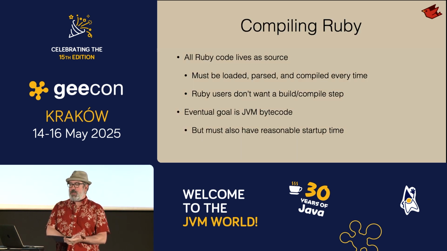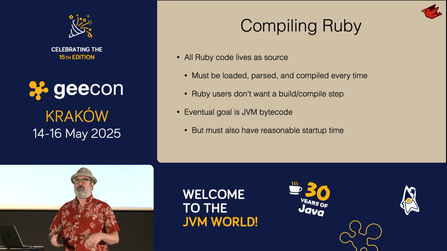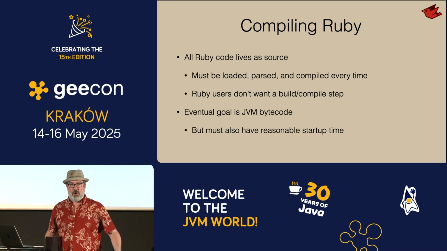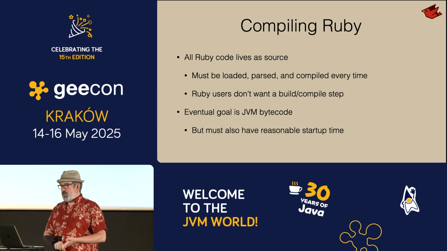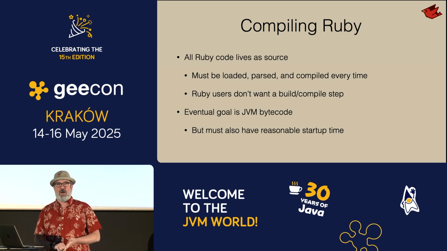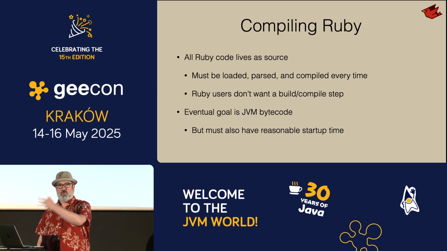So compiling Ruby code. This has been a tricky bit for us. All Ruby code, like in the Python world to some extent, in the JavaScript world, usually lives on disk as source code. So every time we start up the application, we must load all of that source, parse it all, compile it, and start executing. And those are a lot of steps for us to get up and going. Ruby users just will not tolerate a separate compile or build step as part of their workflow. They want to be able to edit in one window, run a command, and it's executing immediately.